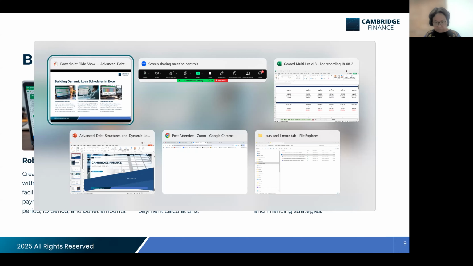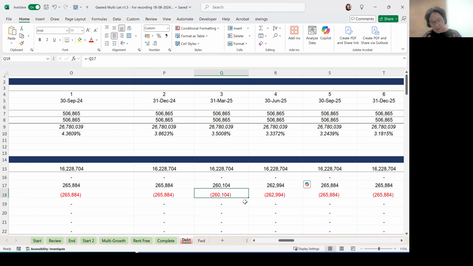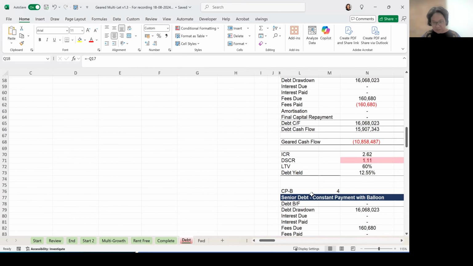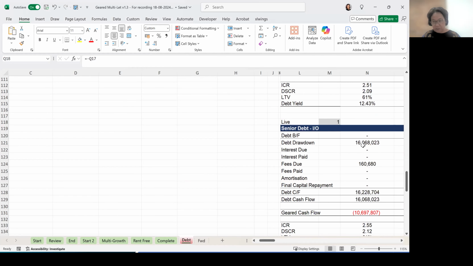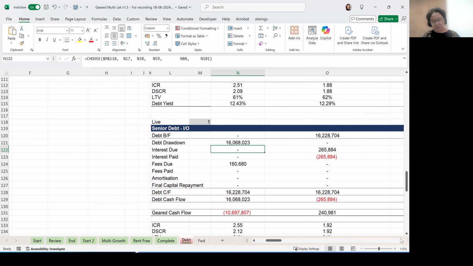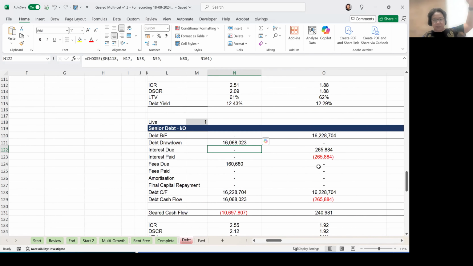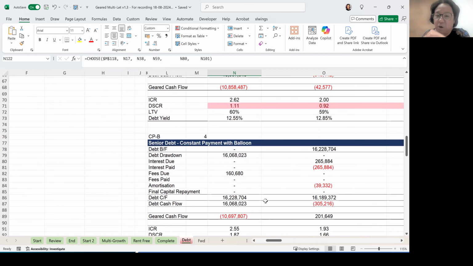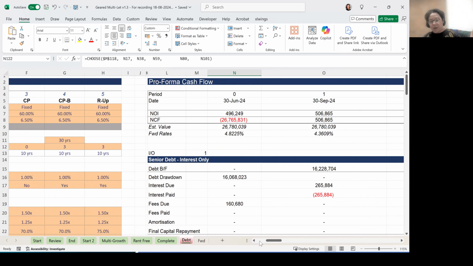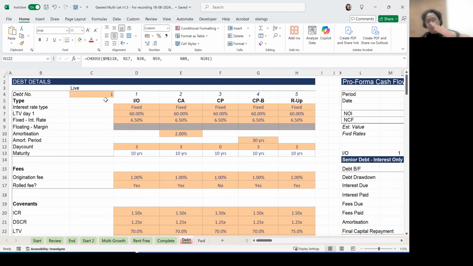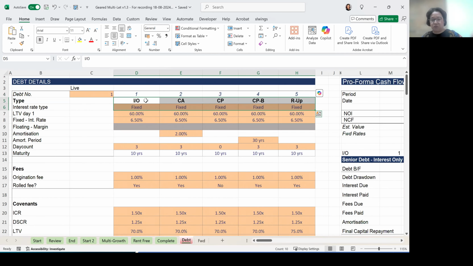So here in my model, for example, for the dynamic scenario toggle, I use the CHOOSE function. So I choose what happens if you are in an interest only, so choose the interest only schedule. What happens if in a rolled up interest with a bullet? What happens if you're in an amortizing scenario? What happens if you are in fully amortizing? So we go through all these five scenarios here: interest only, constant amortization, constant payment fully amortizing, constant payment with the balloon payment, and the rolled up, which is the bullet payment.